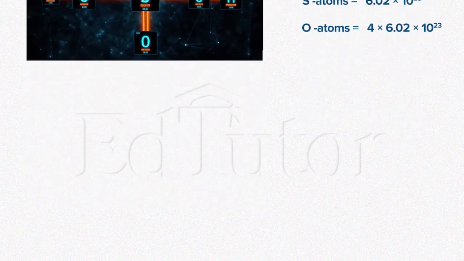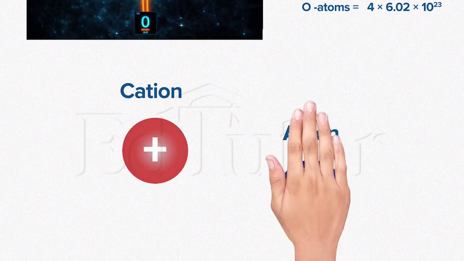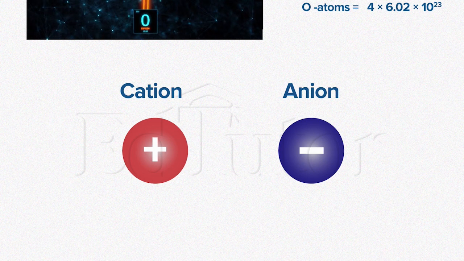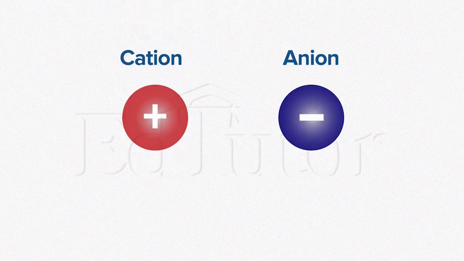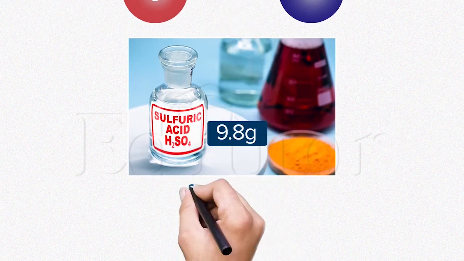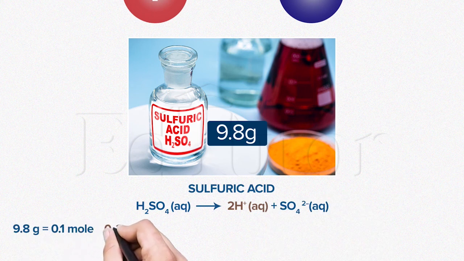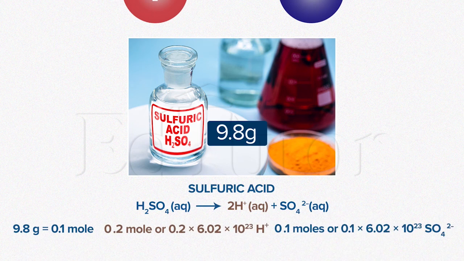That is great. Let's sneak a glance at another example of an ionic compound. Guys, some substances ionize in solvents to yield cations or anions. The number of such ions can easily be calculated from the known amount of the substance dissolved. For example, if we dissolve 9.8 grams of sulfuric acid in sufficient water to get it completely ionized, it has 0.1 mole of sulfuric acid.